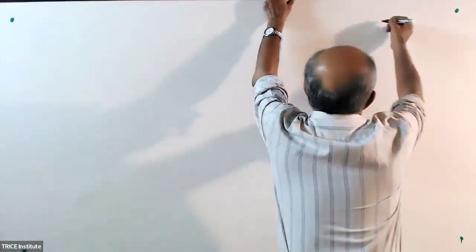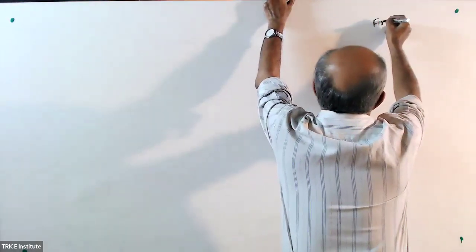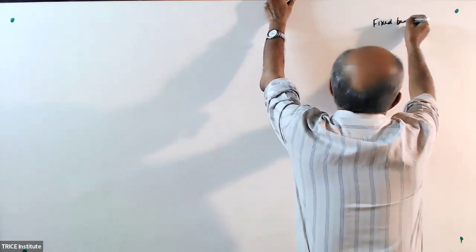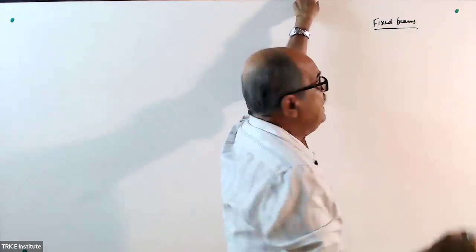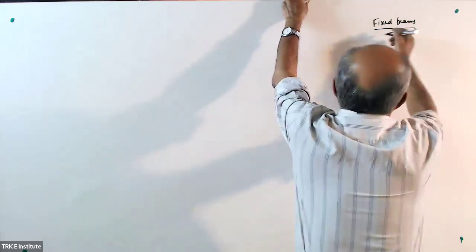See, now, remember, somewhat limited part. One part I will cover is regarding fixed beam. I will put formulas here. Fixed beams. That is beam which is fixed at both ends.